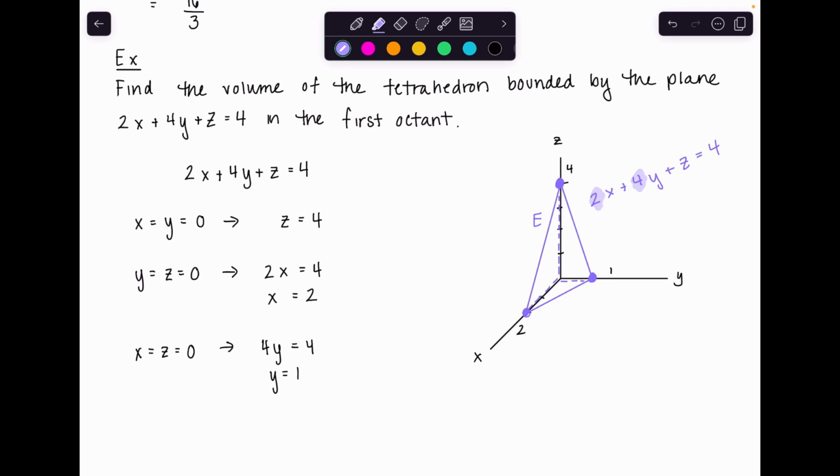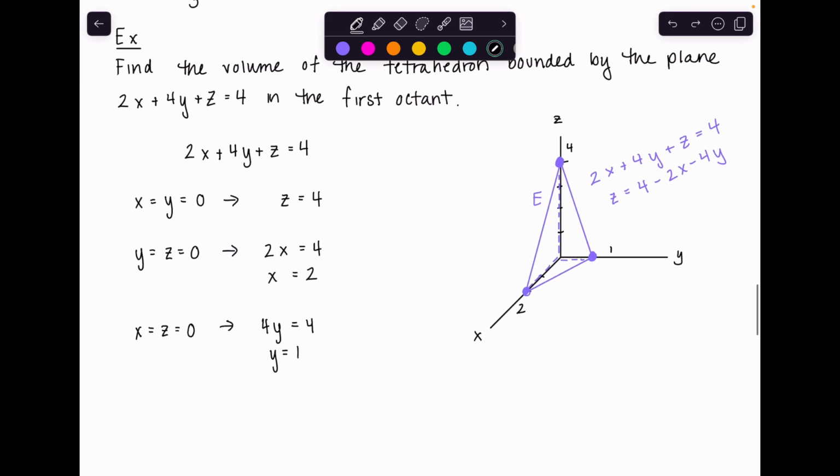At this point, yes, it's not too bad to deal with, but I still don't want to if I don't have to. So in this case, I'm going to solve for z, and you get 4 minus 2x minus 4y. So let's set this up in the order where I'm integrating with respect to z first, because I'm always going to start at 0 and go to the equation of the plane. So my z bounds are going to be exactly that, 0 to 4 minus 2x minus 4y.